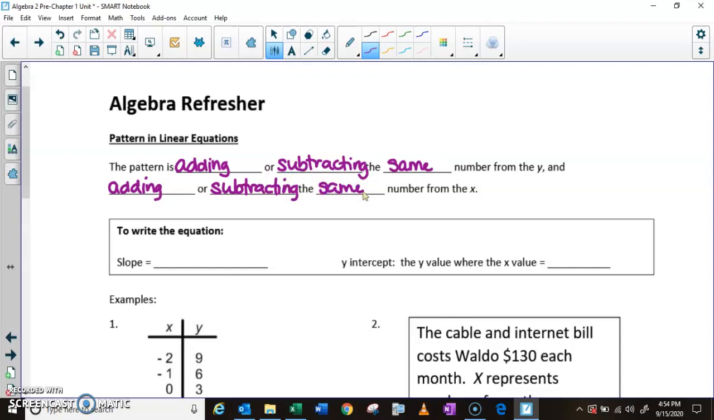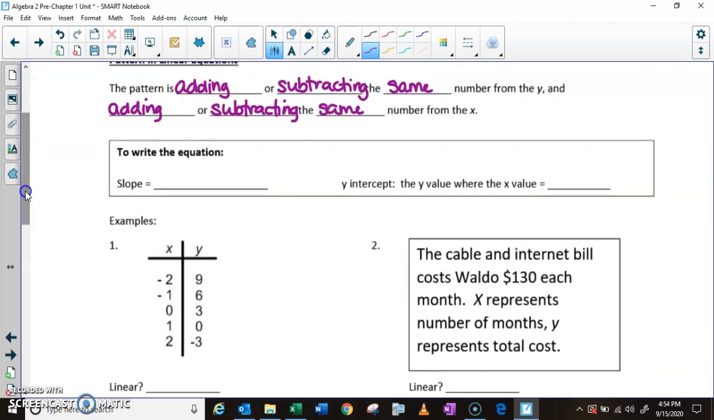Now, it doesn't have to be adding or subtracting the exact same number for both the x's and the y's, but the y column has to be adding or subtracting the same number. The x column has to add or subtract the same number. It can never be multiply or divide. It always must be adding or subtracting.